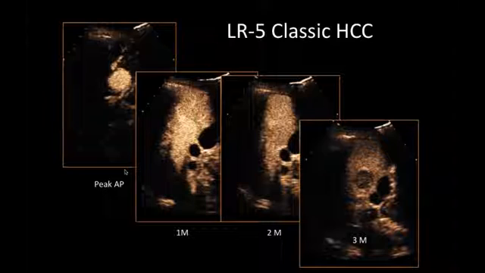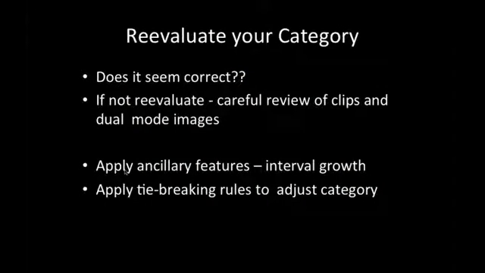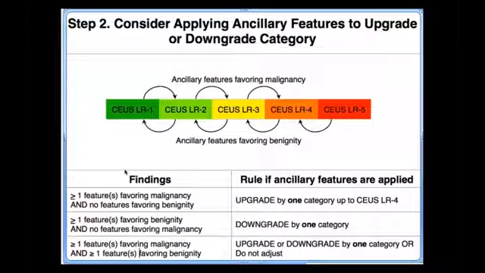So when you finish going through your whole graph, which we've now done, you have to reevaluate your category. And if it seems correct, that's fine. And if not, perhaps you should reevaluate with careful review of the clips and the dual mode images with placement of calipers to ensure that where you're looking is in fact within the nodule when you're assessing hyperenhancement. And then we've already discussed to some extent the ancillary features of interval growth or interval size stability, and tie-breaking rules to adjust the category. So when we consider applying the ancillary features, we're applying these to either upgrade or downgrade the category.